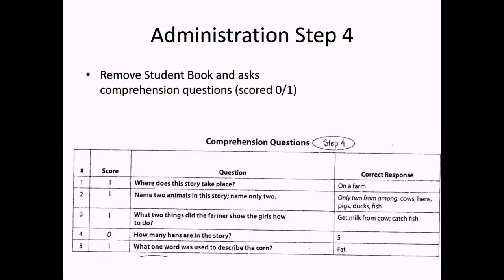All right, now you remove the student booklet and you ask the comprehension questions. So the child cannot go back and reread the passage to try to find the answers. You've removed the book, they cannot see the passage that they just read. Where does the story take place? And so if you look on the right, it gives you an indication of what the correct response is expected to be. And each question is scored as either 1 point or 0 points.